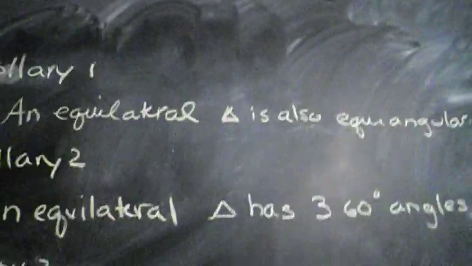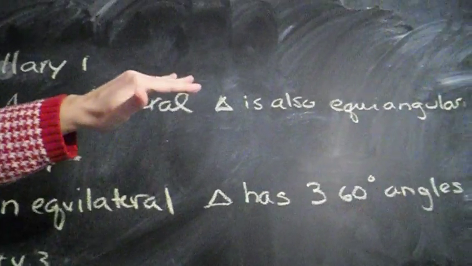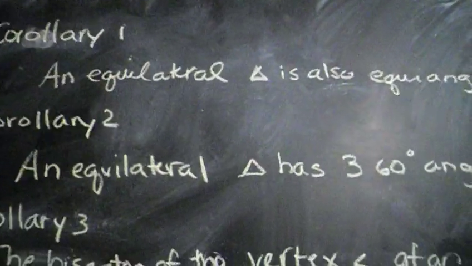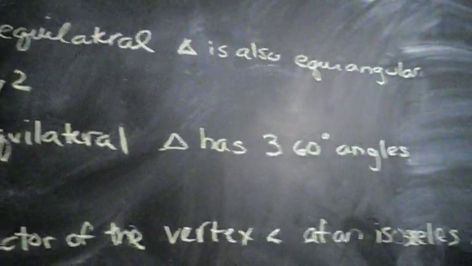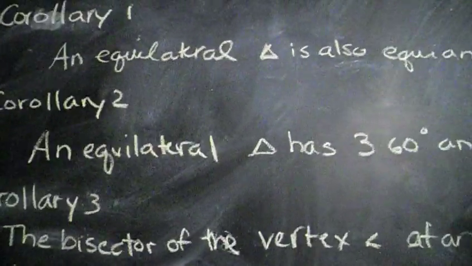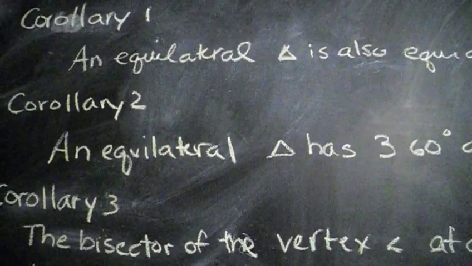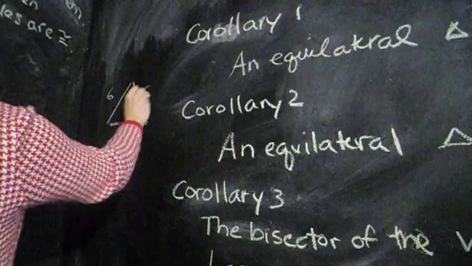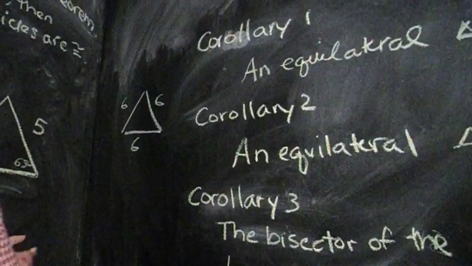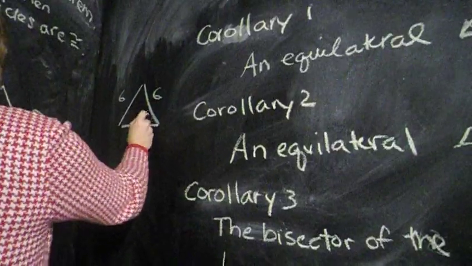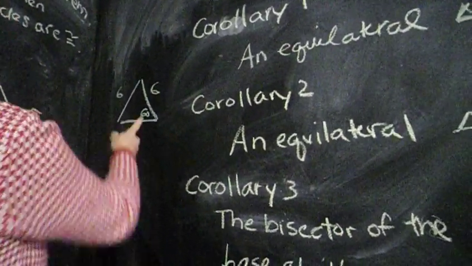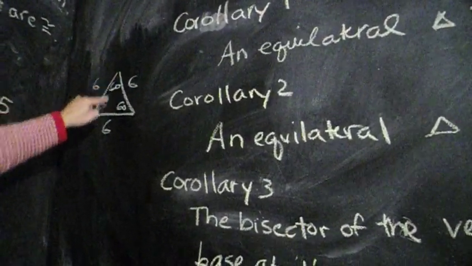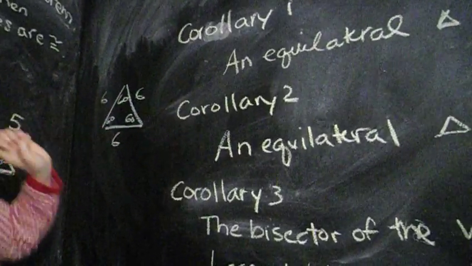Corollary 1 says an equilateral triangle is also equiangular, and we can also take the reverse of that. An equiangular triangle is also equilateral. So if you have a triangle that has all the same sides that are equal, let's say that's 6, and that's 6, then let's say this is 60 degrees because it's equiangular and equilateral. If that's 60, that's going to be 60, that's going to be 60. If you notice, across from each other, opposite sides and angles are always equal in measure, okay?